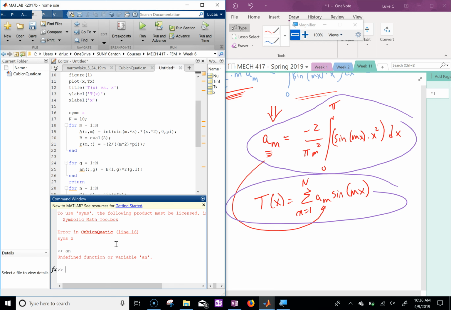Do that. AN won't be undefined. Why would it be undefined? Because I don't have seats. So in your command window type AN. How many? There's 10 coefficients. We just found 10 coefficients. That's what we needed, right? Because how many components of this are there? There's 10. Okay, so we need to have 10 of those.